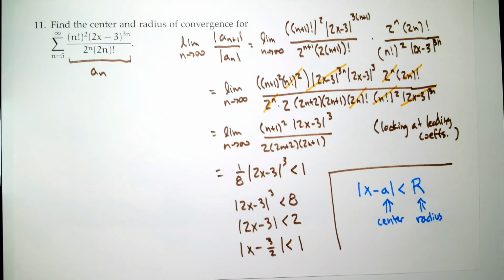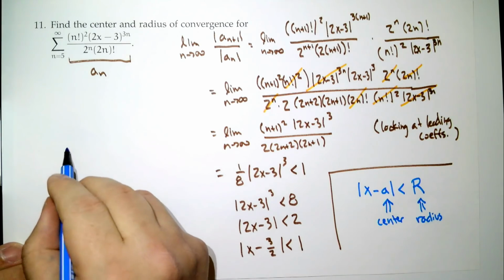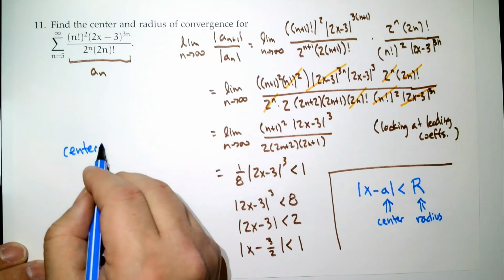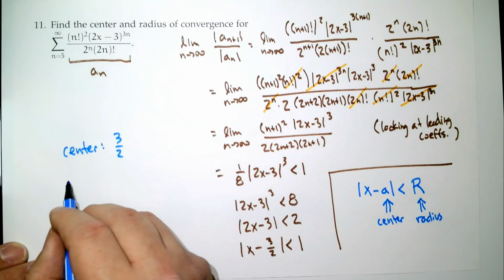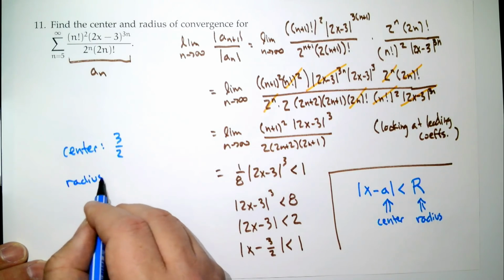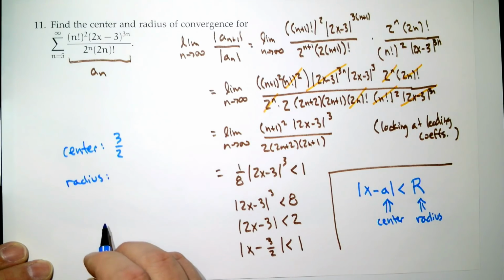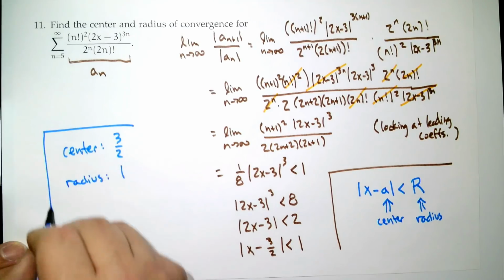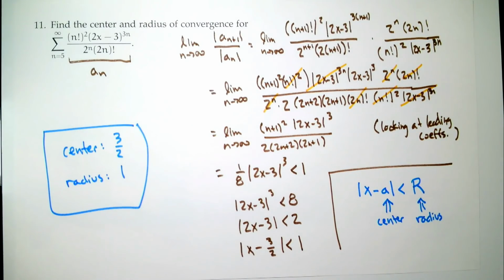What's my center? Center is 3/2. What's my radius? It's 1. Because again, 3/2 and 1. And we're done, because it only asks for center and for radius. So once we find it, we stop, and we move on and do the next problem. All right, so the next problem.